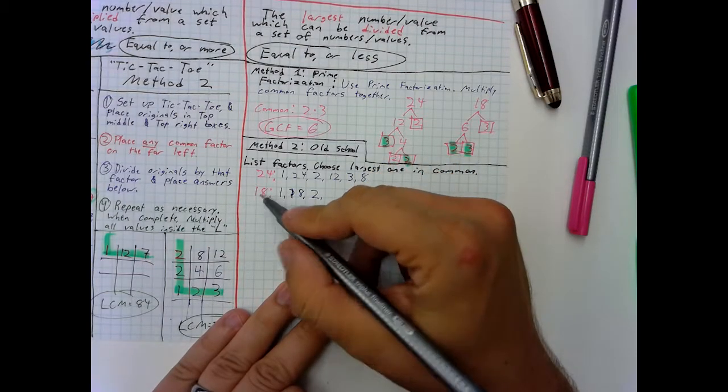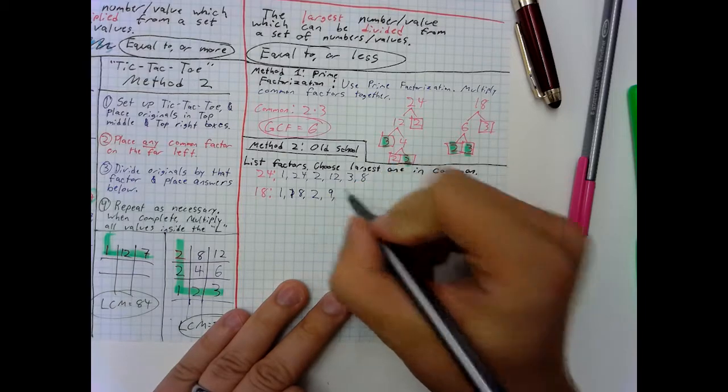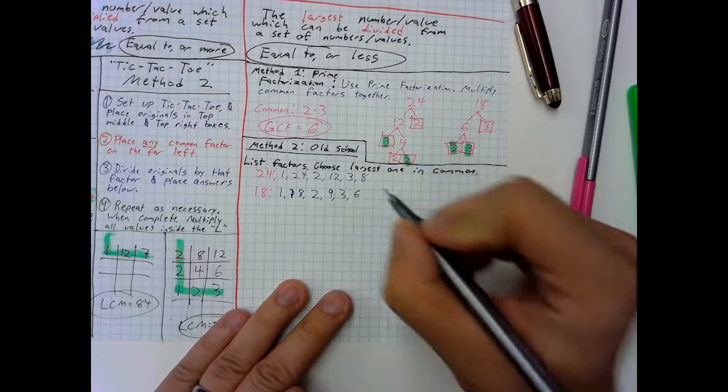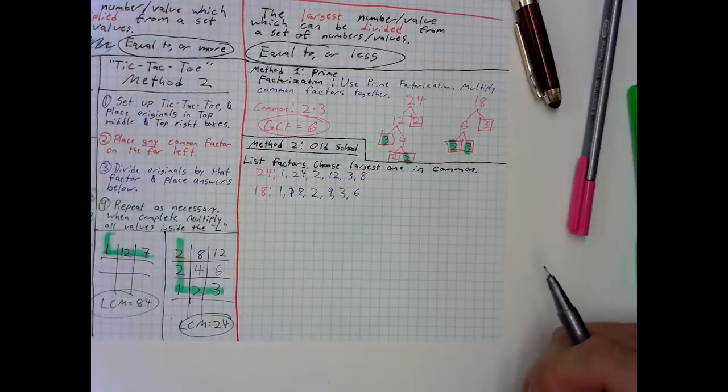So 18 divided by 2 gives me 9. And I know 18 divided by 3 gives me 6. And that's all I can think of.